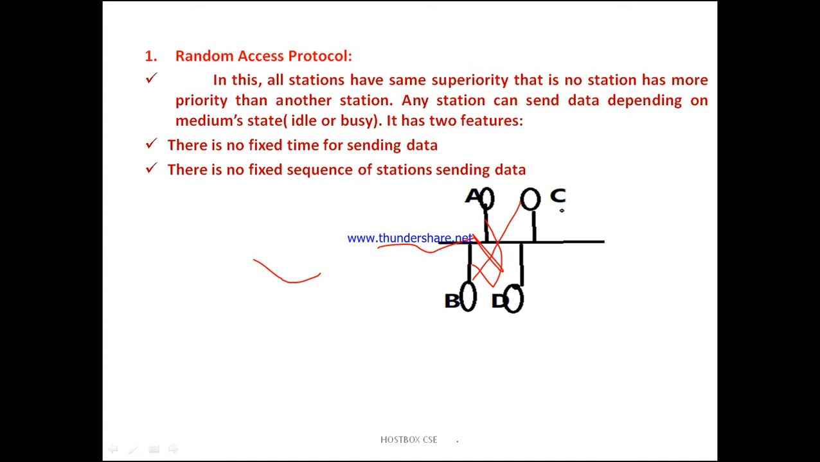What happens? It creates a collision, a conflict. That's called collision. How do you avoid it? Collision happens when data blasts or overlaps. How do you avoid it? So I reduce it. If you want to avoid and reduce it, the random access protocols follow the following methodologies.